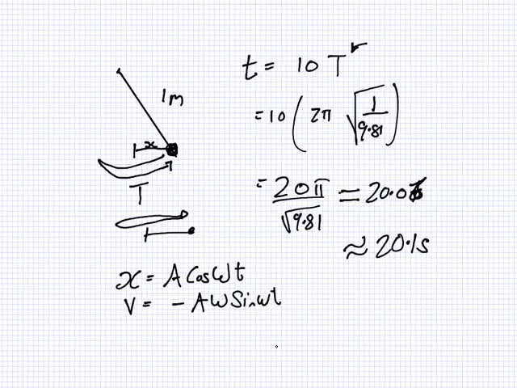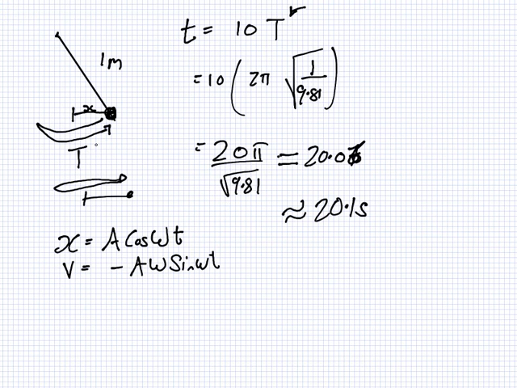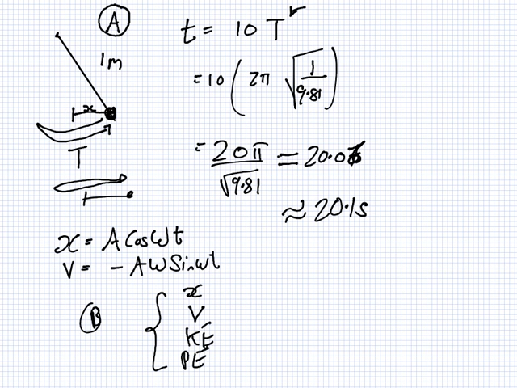Usually what happens in the exam is sometimes they have this by itself in section A, but in section B, it's part of a bigger question where they'll ask you for things like x and v and kinetic energy and potential energy and all this type of stuff. And sometimes they might even ask you for the angle. You can get the angle: sine theta equals x over L.